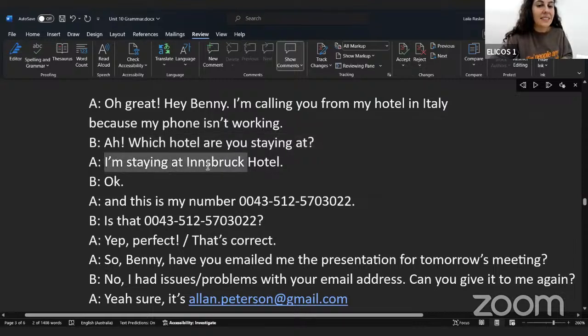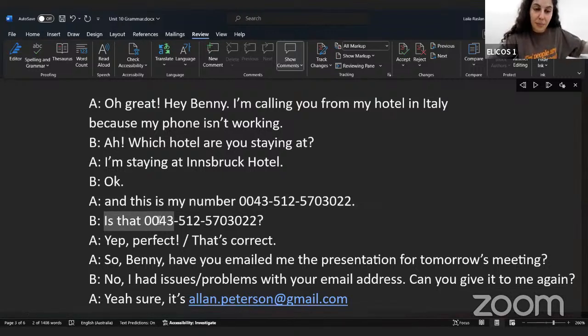I'm staying at Innsbruck Hotel. And B says, okay. And this is my number, 0043 512 5703022. Now B says, is that 0043? And you would pause, wait for the other person to say yes before you continue.